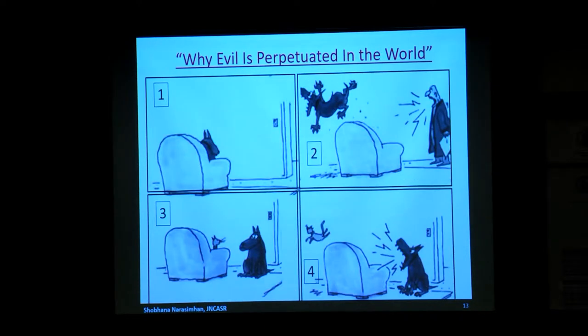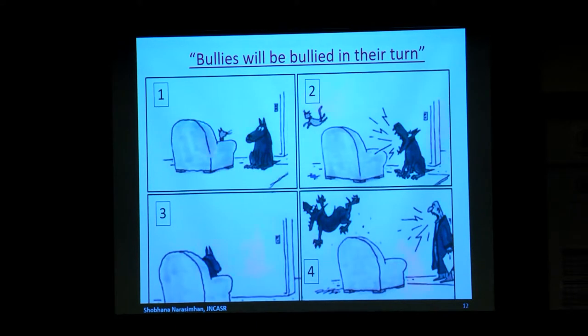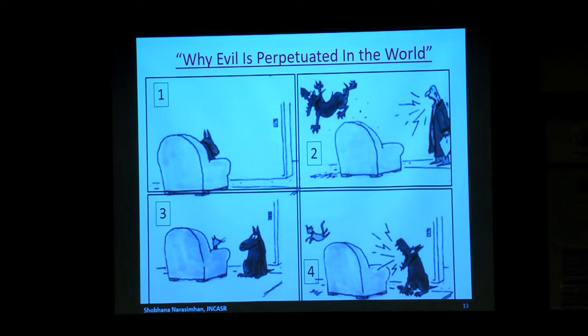How about this one? The dog is sitting, the man yells at it, and then when the cat sits, the dog yells. And this one is exactly the reverse of the previous one. And this one is why evil is perpetuated in the world. If someone is mean to you, then you learn to be mean to other people. Yes? Is that a logical sequence?